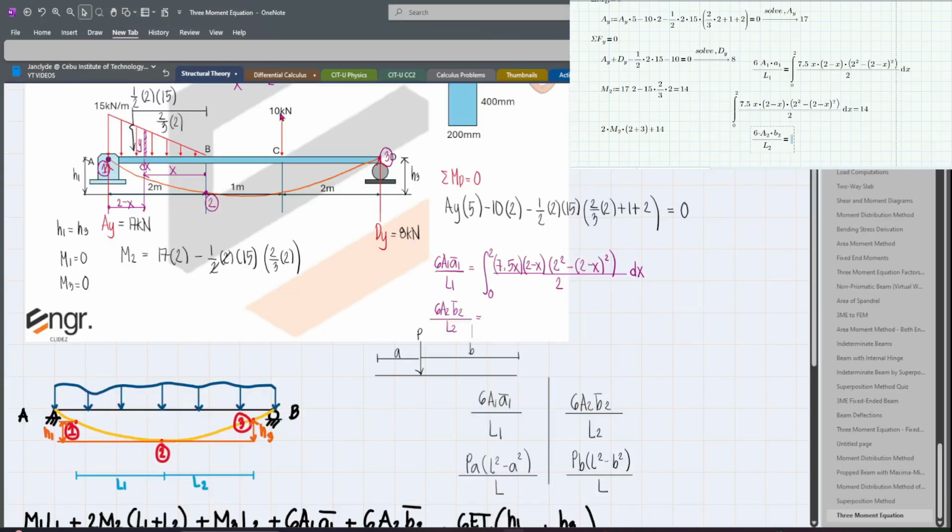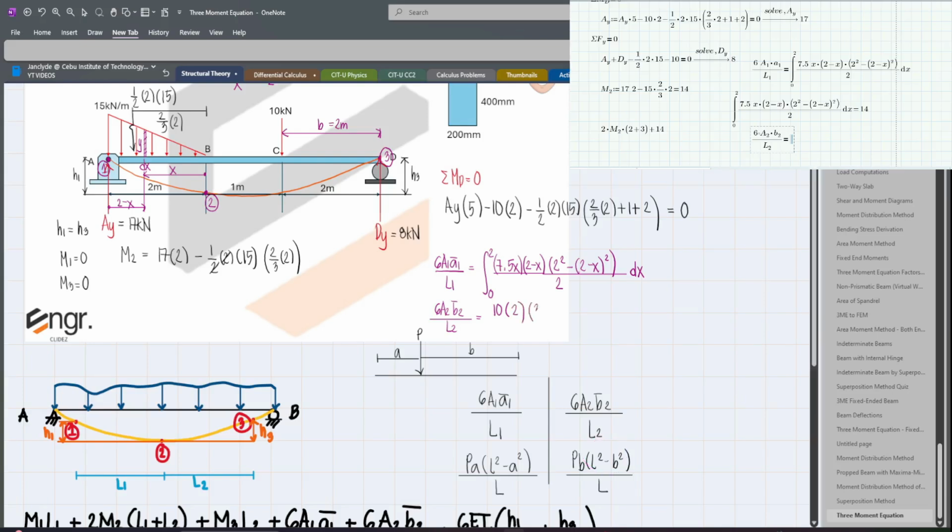The load P is equal to 10. Then since this is the second span, we have to calculate 6A2 bar B2 over L2. So the value of B is equal to 2 meters. We are now considering this span. So from the right, this distance is equal to B. Ayan. So 10 times 2, then L squared minus B squared.